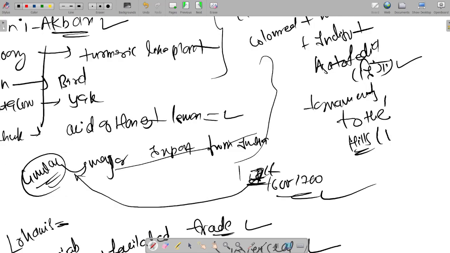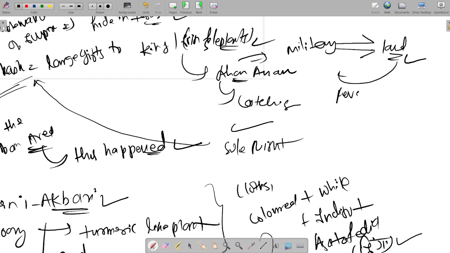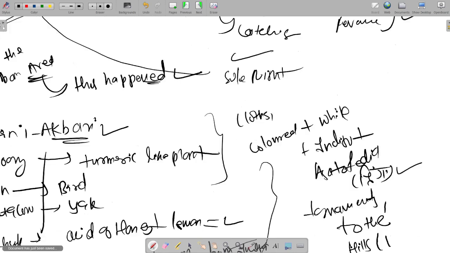Guys, I forgot to tell you one concept here. The Assam kingdom Ahoms were also given military service. They gave military service in lieu of land, that is, instead of revenue, they were paid land for their military services.